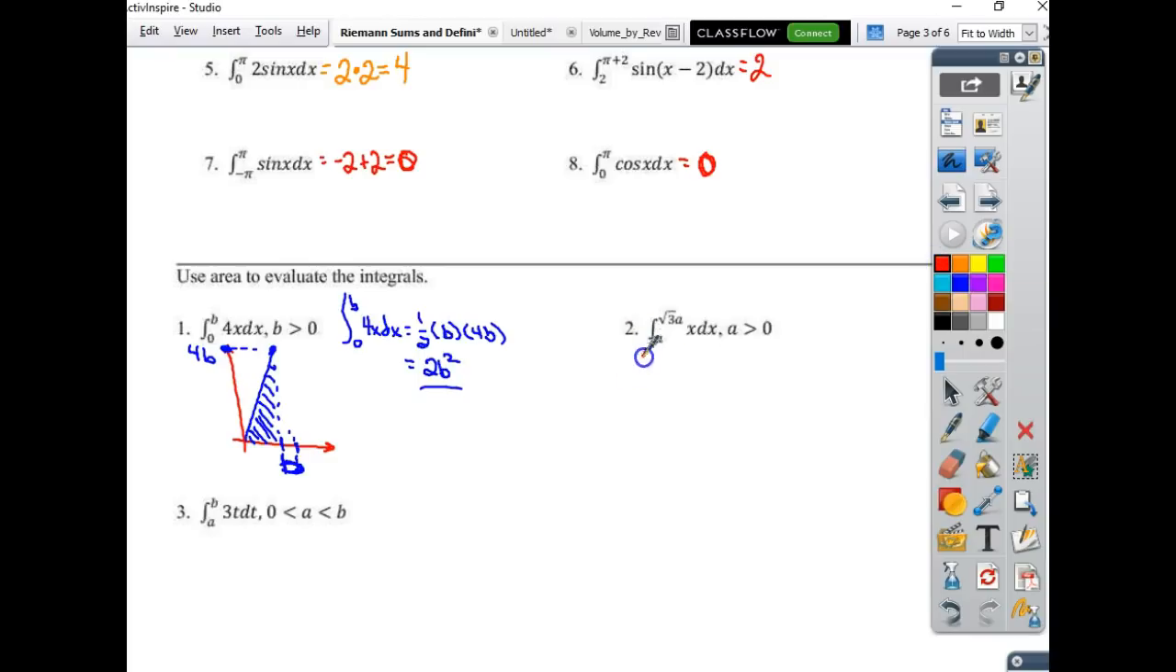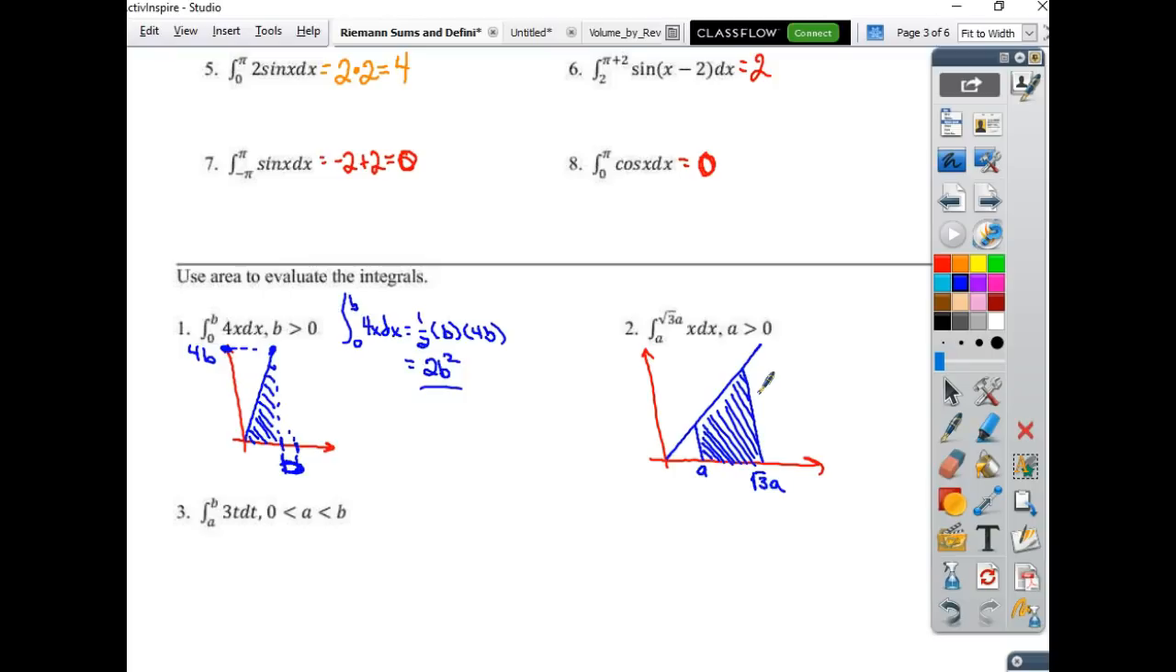So again, just like any other problem, I've got the graph y is equal to x. So I'm going to graph y is equal to x. It's a good graph. But now I'm not going to be between 0 and b. I'm going to go between a and the square root of 3a. So I've got a here, and I've got the root of 3a, and I've got this shape. I want to know what the area of that shape is between the curve and the x-axis.